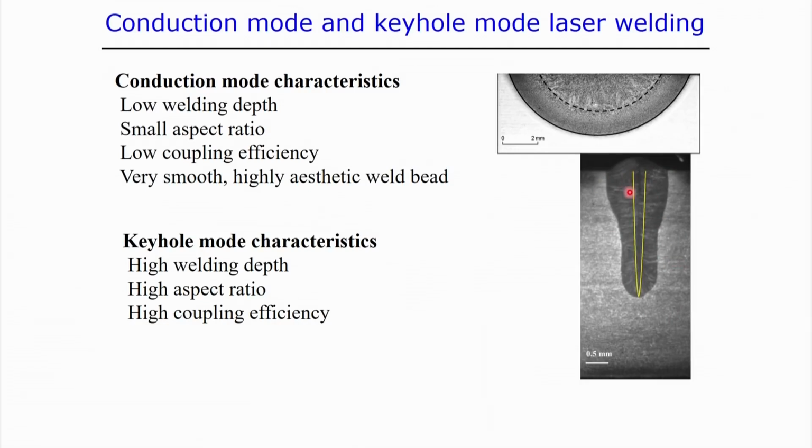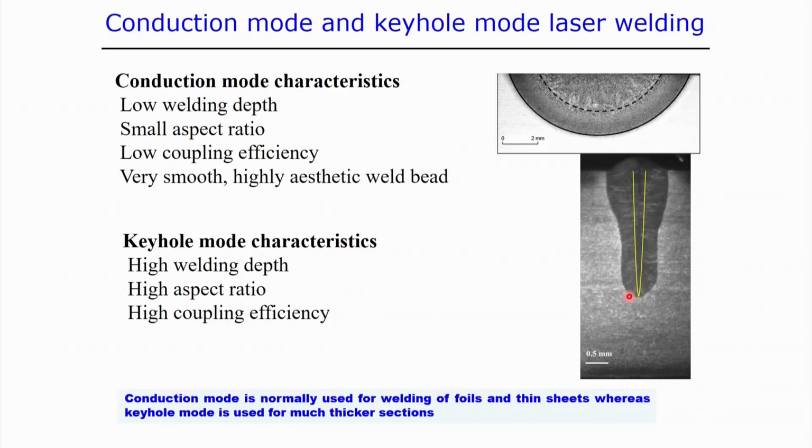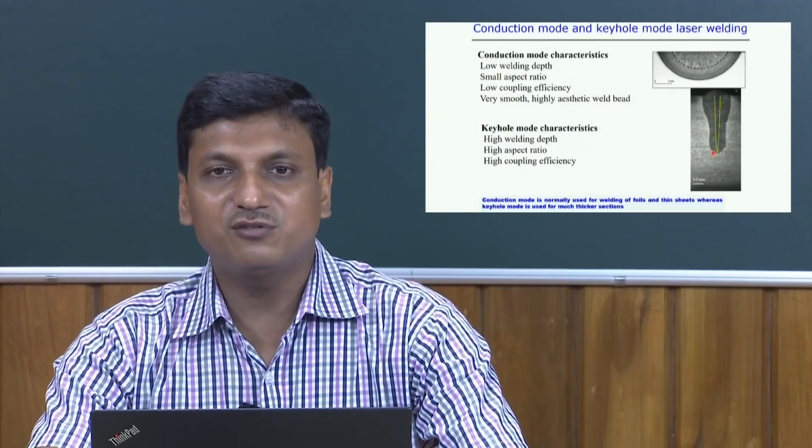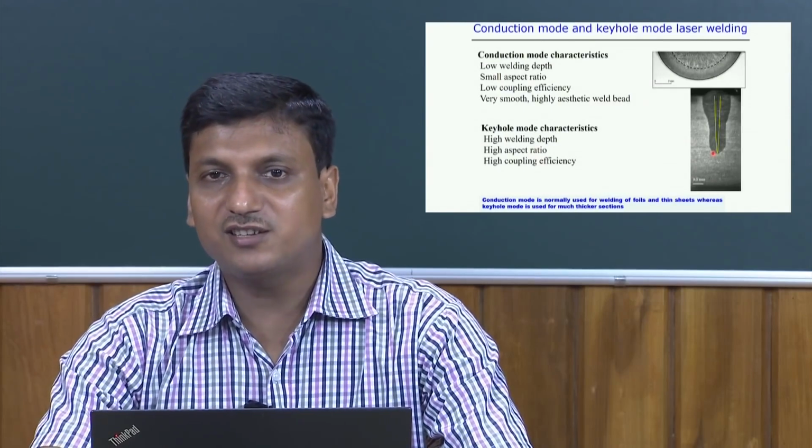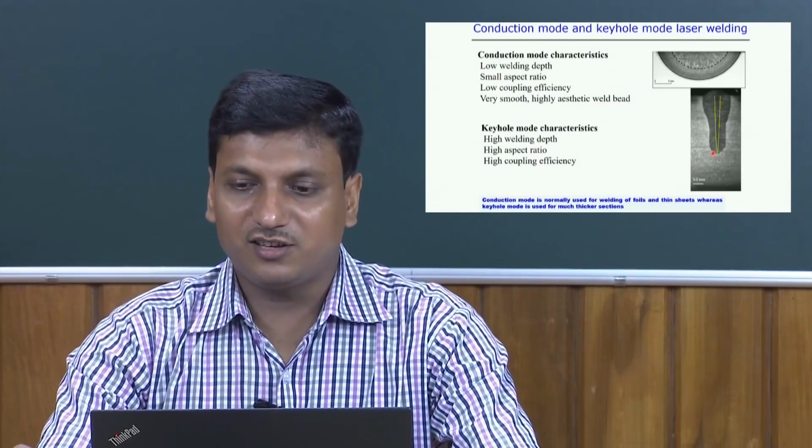The keyhole was probably marked by the yellow color. The keyhole size means the vapor domain during the welding process, and the remaining is the molten zone. So, you can see that between the conduction and the keyhole mode laser welding processes, there is a wide difference in the weld pool shape and size. Conduction mode is normally used for very thin sheet and foil, whereas the keyhole mode can be used for joining much higher thickness materials.